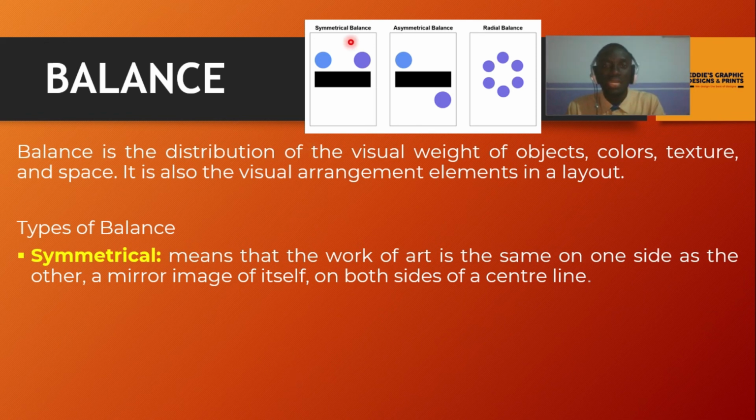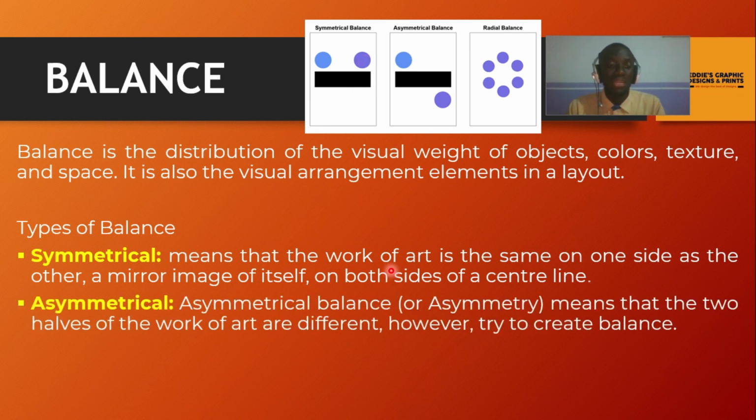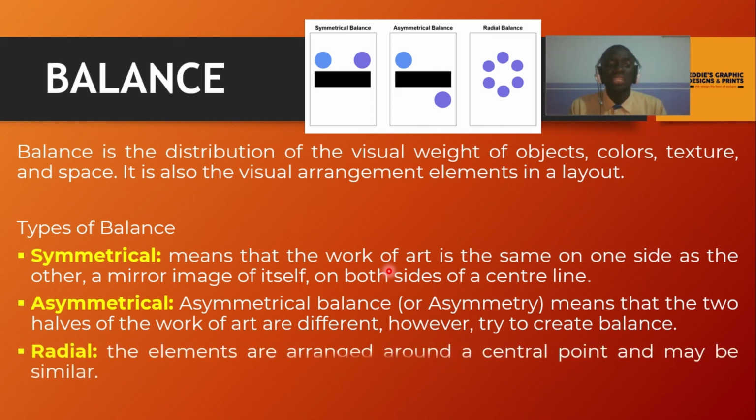So if you take a look at the picture over here, you can see that what I see here is the same as what I also see on the right hand side. Are you getting it? That is the symmetrical balance. Then let's move on to the asymmetrical balance. That one is the opposite. It means that the two halves of the work of art are different, however they try to create a balance. They are different, but they are trying to create what? A balance. And then the radial, where the elements are arranged around a central point and may be similar.